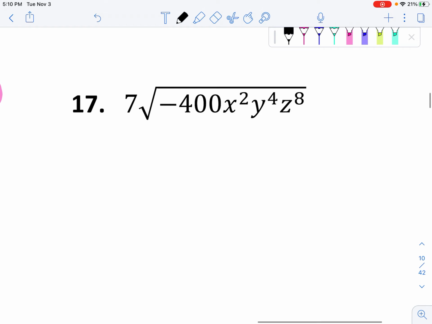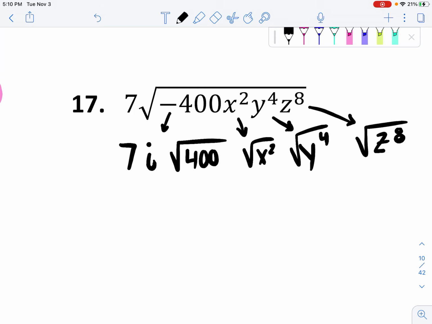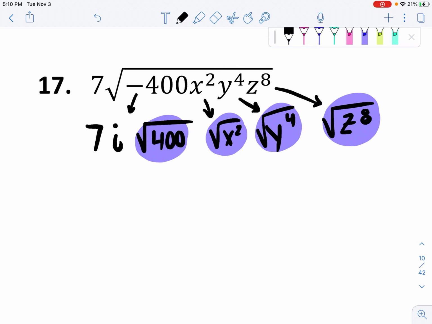And last one on this page, we have number 17. So we've got a 7 out front. We've got a negative under the radical, which is going to bring out an i. We've got the square root of 400, which is actually a perfect square. We've got x squared, which is also a perfect square. We've got y to the 4th, which is also a perfect square because these all have even exponents. And then z to the 8th, which is also a perfect square. So this is good, this is good, this is good, and this is good.